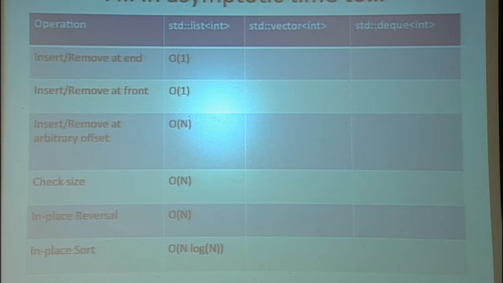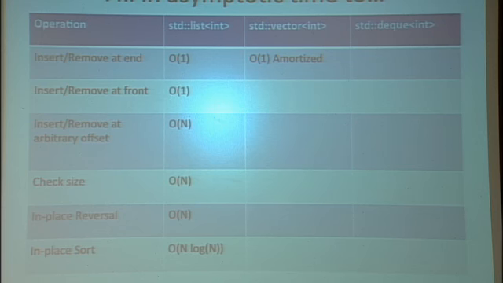So how about let's fill this in for the vector. Inserting or removing an element at the end. Constant time? Linear time? Nobody says linear time. So it's amortized constant time. I guess I'll just call it constant time.